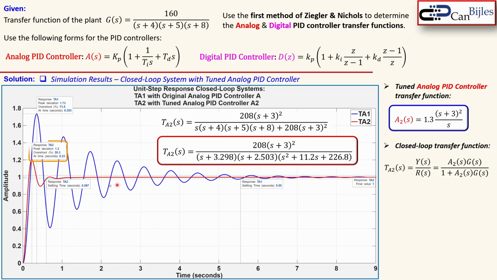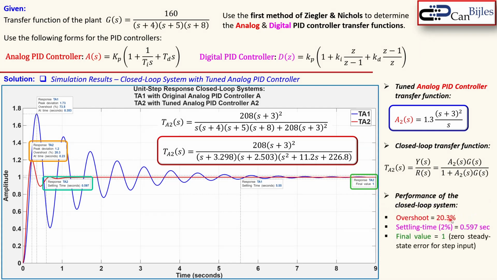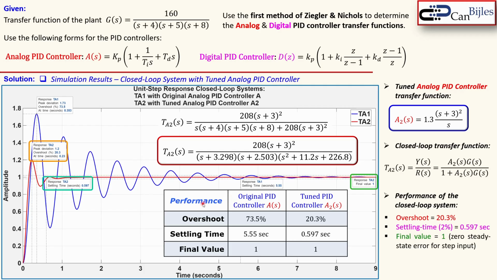What do we see here? Now let's label them. This red one has an overshoot of 20.3%. The settling time is less than 0.6 seconds, and the final value is also 1 as before. So the performance, in summary: 20.3% overshoot, settling time almost 0.6 seconds, and the final value is again 1. So the comparison is here.